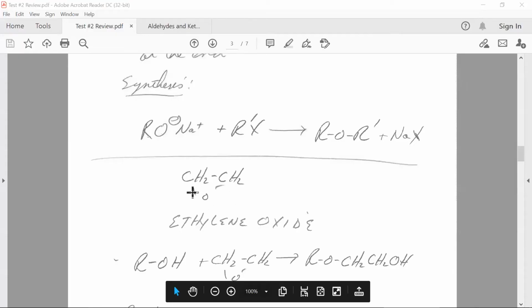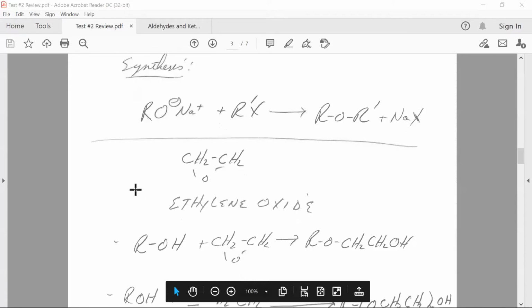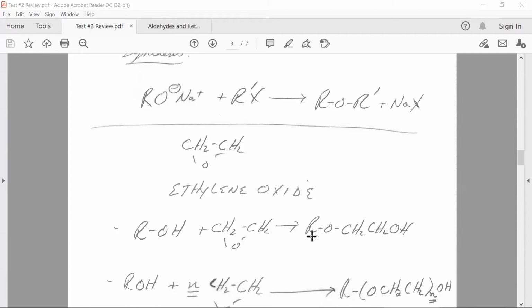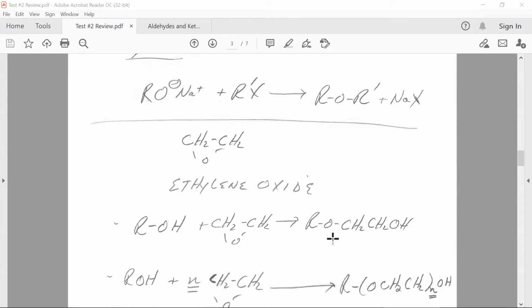This carbon-oxygen bond will break easily. And if we take an alcohol and react it with an epoxide, you will get this ether alcohol. The oxygen with the carbon with the hydroxyl group is the carbon with the oxygen in the ether alcohol product. Now, this is 1 molecule or mole of ethylene oxide.